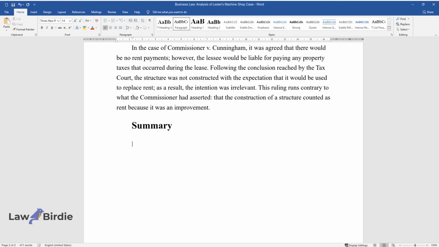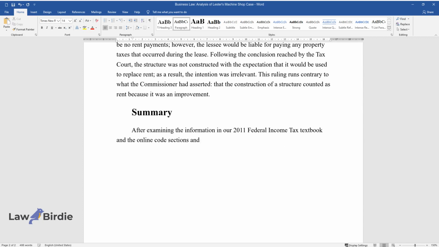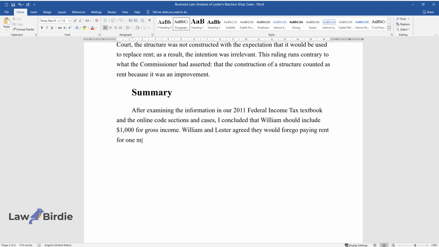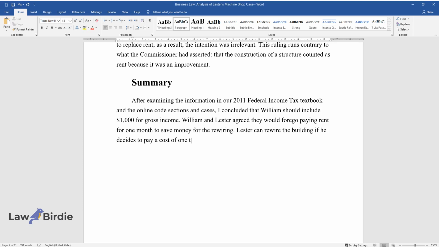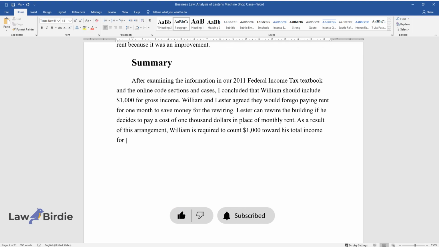Summary. After examining the information in our 2011 Federal Income Tax textbook and the online code sections and cases, I concluded that William should include $1,000 in gross income. William and Lester agreed they would forego paying rent for 1 month to save money for the rewiring. Lester can rewire the building if he decides to pay a cost of $1,000 in place of monthly rent. As a result of this arrangement, William is required to count $1,000 toward his total income for tax purposes.